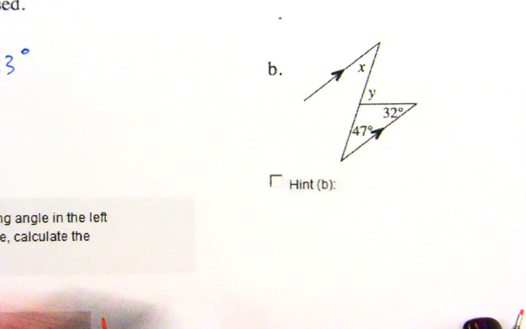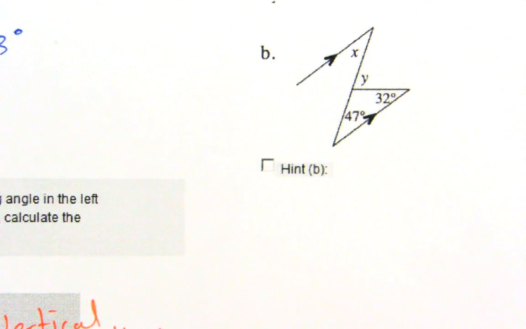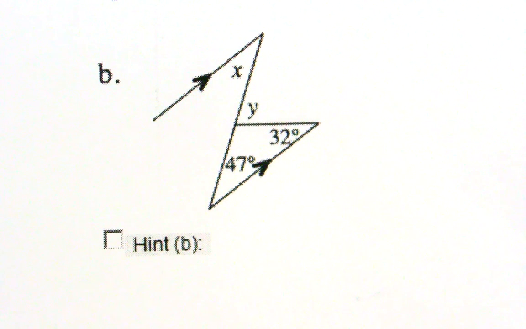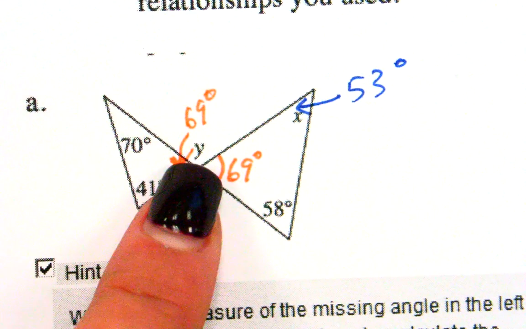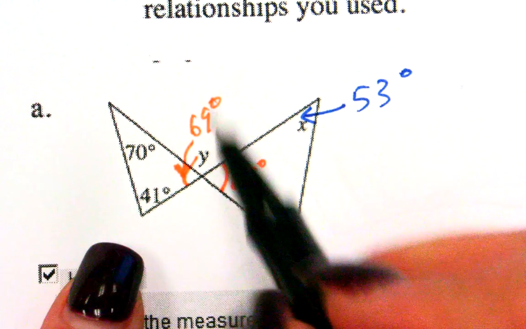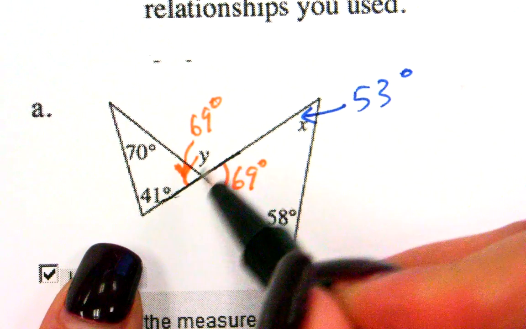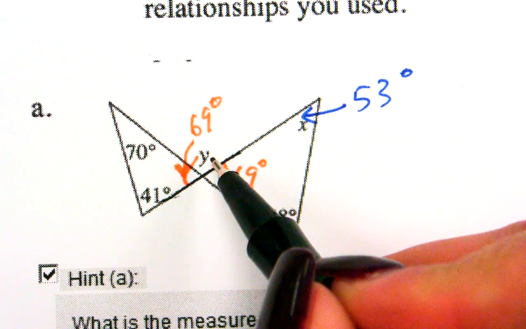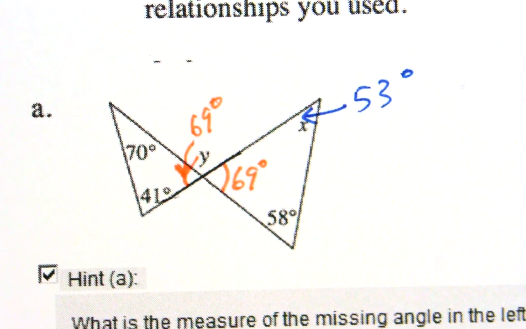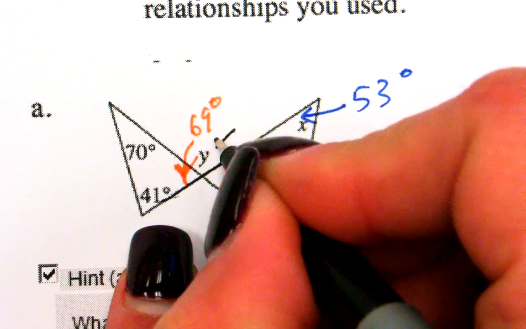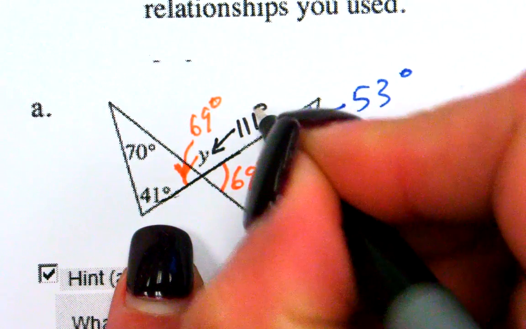Part B. Oh, I forgot to click on the hint. Oh well, it doesn't really matter. Oh, did we forget y? Oh, my bad. Okay, sorry. So this is a line, so that means 69 and y are a linear pair. So if I take 180 minus 69, that's going to give us 111. So y is really 111 degrees right here.